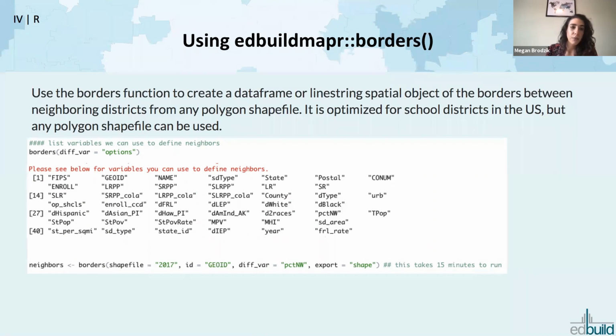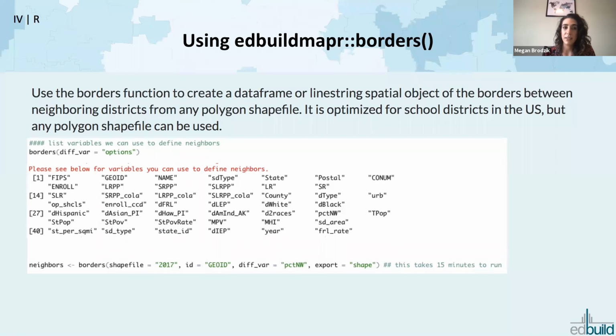Instead of putting here shapefile equals 2017, you can actually put in the path to your own shapefile. As long as it has a unique ID, it will be able to process that shapefile and find the line string border between the shapes. It does take about 15 minutes to run, just as an FYI, but it is really useful. This is something that we found difficult to make in some of our national reports.